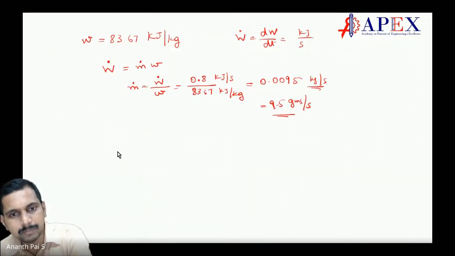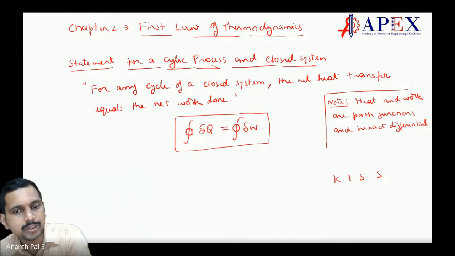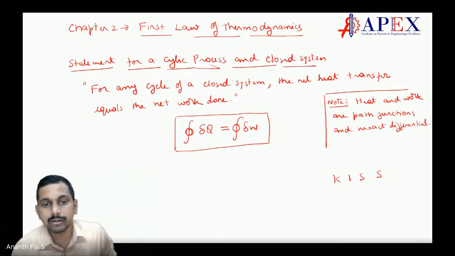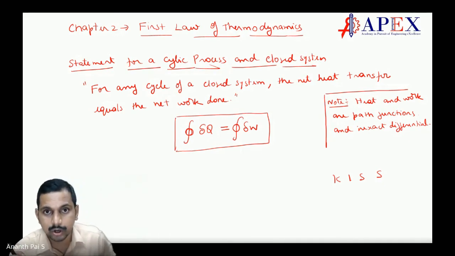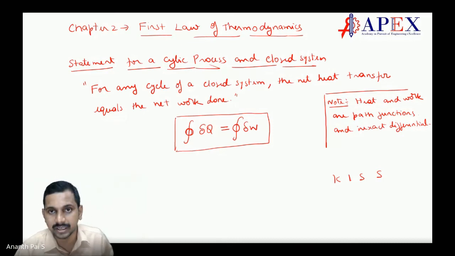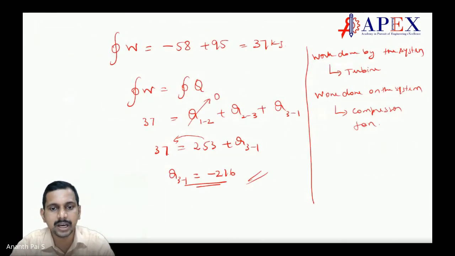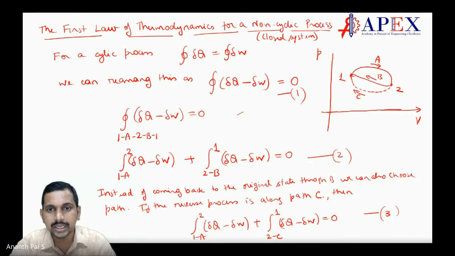We have done a problem and we have seen it. Then we have seen the first law of thermodynamics. What is the first law of thermodynamics? For any cycle of a closed system, the net heat transfer equals the net work done. Simple and straight. Direct question. Next, we have seen one problem and how to calculate the work done. Then we saw work done for a non-cyclic process.